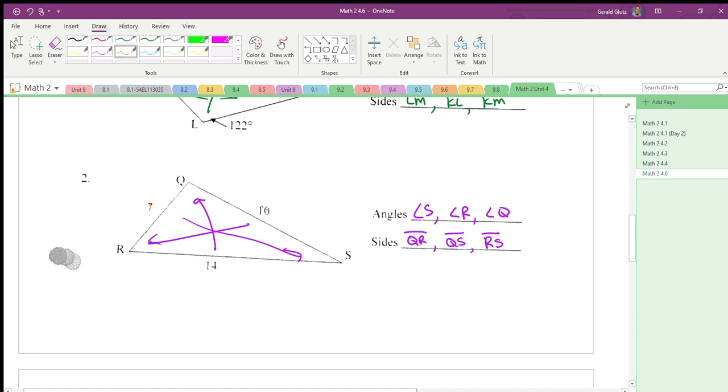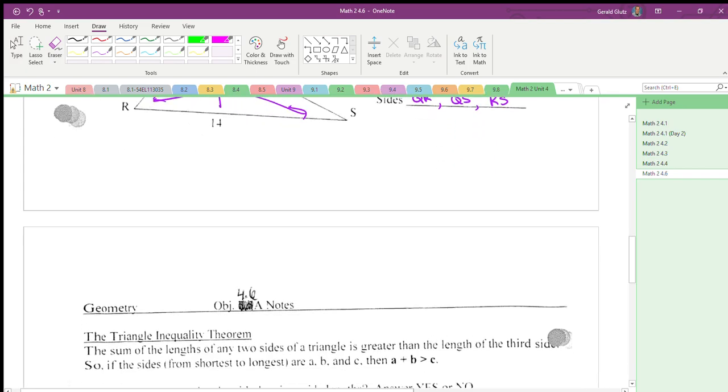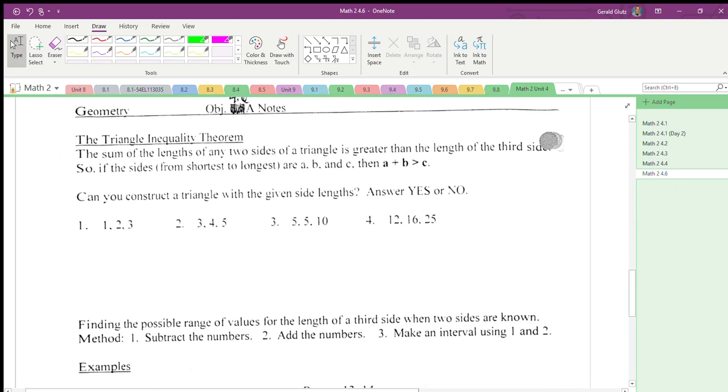If I do 14 plus 10, 24 is definitely bigger than 7. 7 plus 14, 21 is definitely bigger than 10. So that is why they were able to make a triangle, because if you add any two of the sides, it has to be bigger than the third side. So it's asking for 1 through 4, can we construct a triangle given the side lengths?